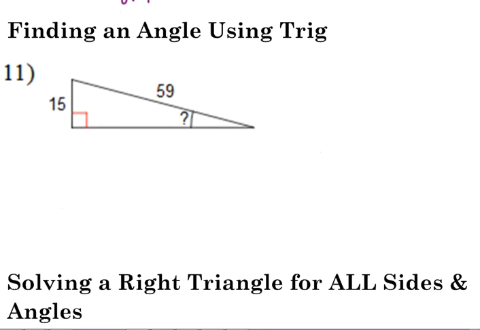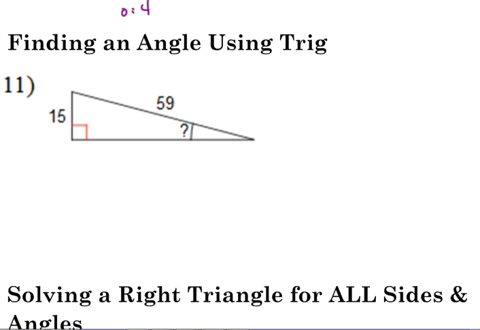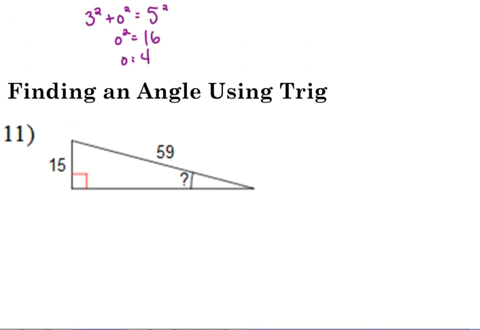Let's look at number 11. Okay, I said that we could find the angle. That's what we're going to do here on number 11. Finding an angle using trig. So number 11, they give us a leg of this right triangle. They give us the hypotenuse of this right triangle, and they ask us for the base angle.